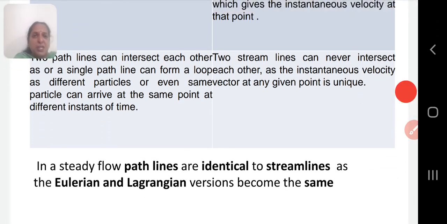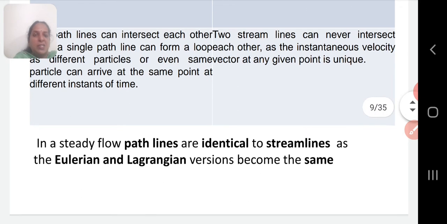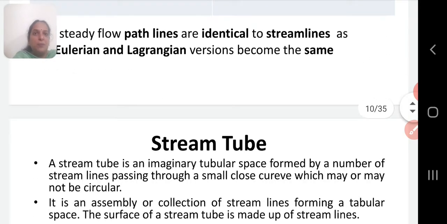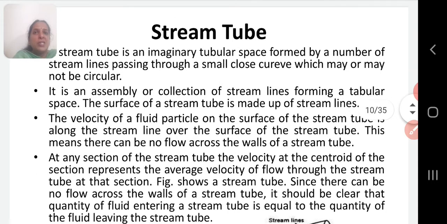But in case of steady flow, the path lines will be identical to the streamlines, and hence the Eulerian and Lagrangian versions become the same for both the path lines as well as the streamlines. That means the path lines and streamlines will be the same in case of a steady flow. Now next comes your stream tube.